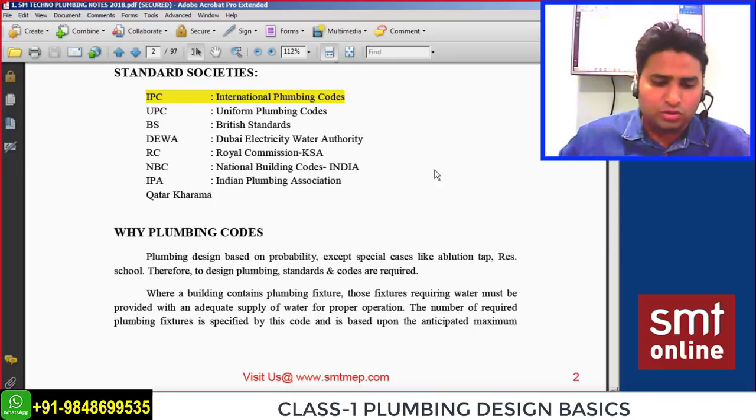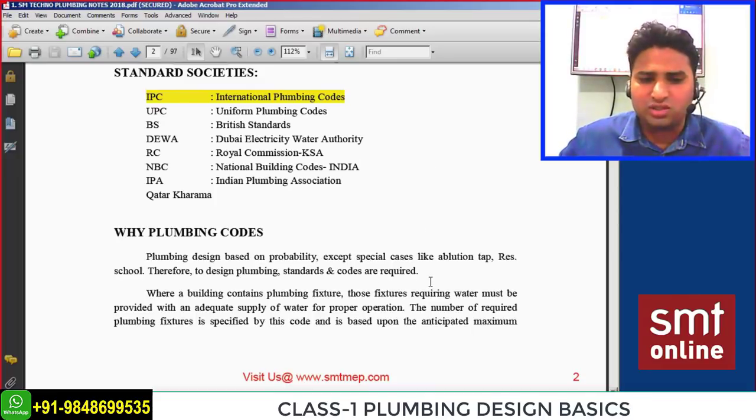Now, therefore, to design plumbing, standards and codes are required. What exactly this means is that to design this, either by probability or by the possible maximum or peak demand, I need to have these codes. By taking help of these codes, I can do the designing.